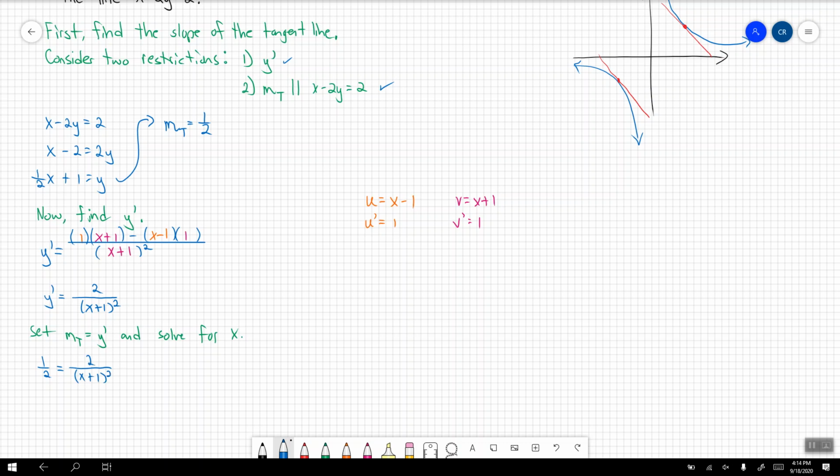Now I'm going to cross multiply, and so when I cross multiply here, I'm going to be left with x plus 1 squared is equal to 4. Let's continue to solve. Take the square root of both sides. Taking the square root of both sides will leave me with x plus 1 is equal to plus or minus rad 4, which is plus or minus 2, which means that x is going to be two values. So x is either going to be 2 minus 1, which is going to be 1, or x is going to be negative 2 minus 1, which is negative 3.